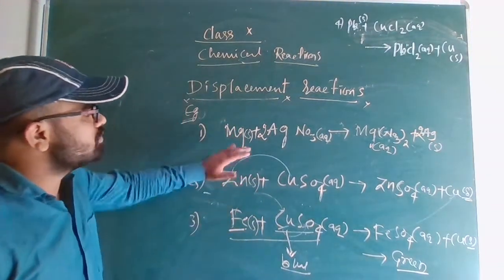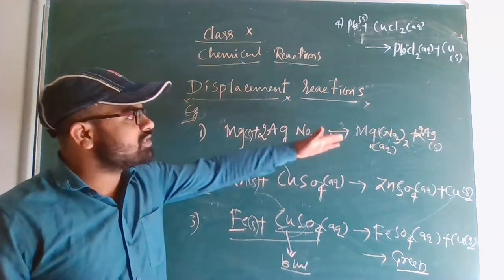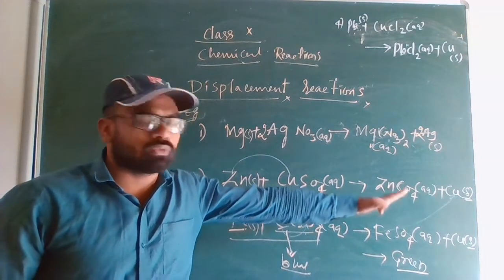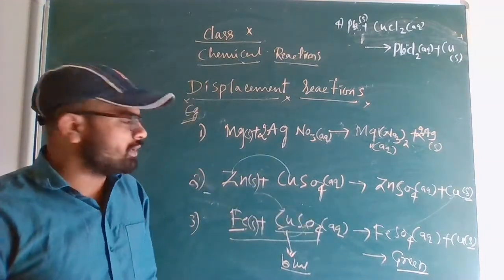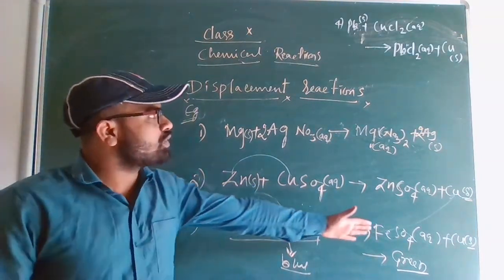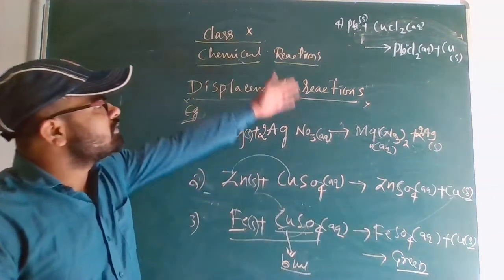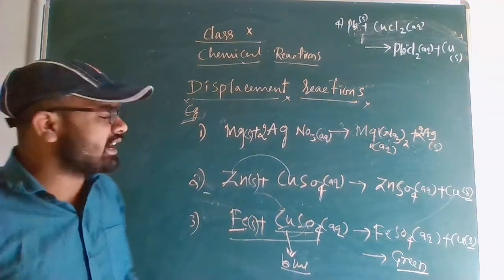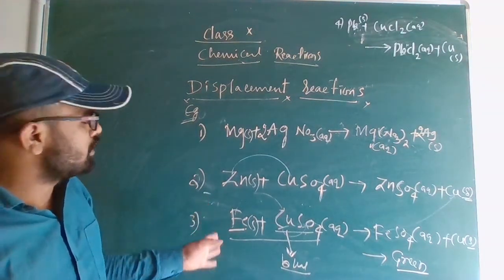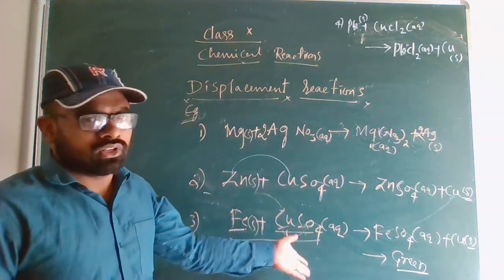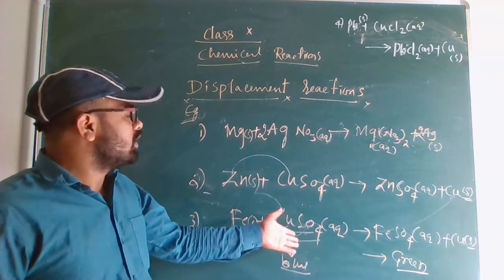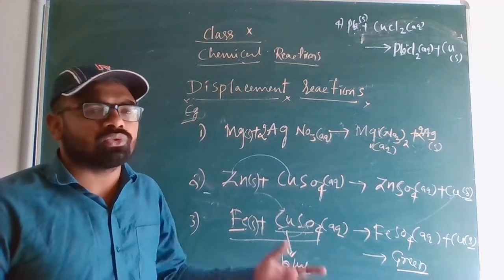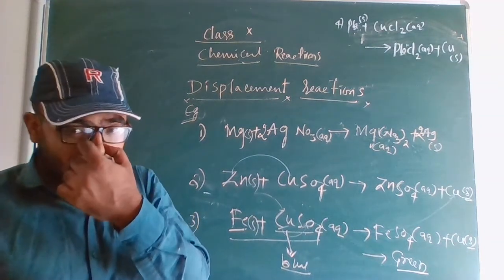So see here, Mg plus 2AgNO3 gives me Mg(NO3)2 plus 2Ag. Zinc plus CuSO4 gives me ZnSO4 plus copper. Same thing, Fe plus CuSO4 gives me FeSO4 plus copper. Pb plus CuCl2 will give me PbCl2 plus Cu. We can do any kind of examples like this. You can take Fe plus CuCl2 also. It will become FeCl2 along with copper. So copper is usually getting displaced. I hope this much is clear.